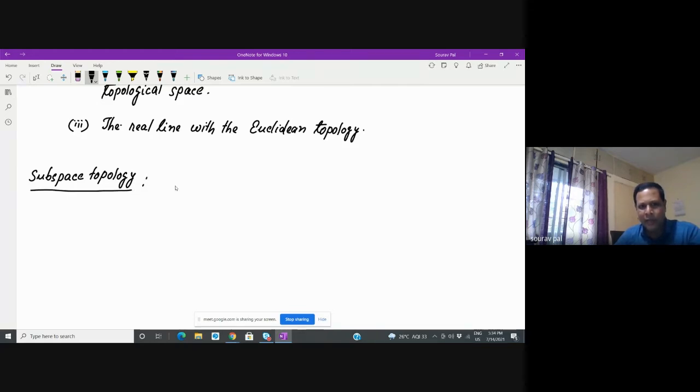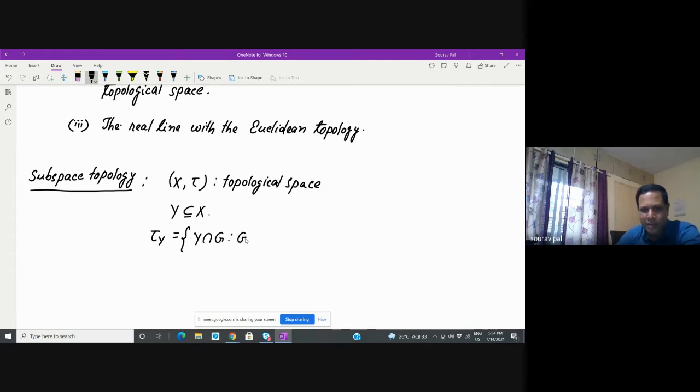So you have a topological space (X, tau). Okay, this is a topological space, and you have Y to be a subset of X. Now if you form a collection tau_Y that consists of sets of the form Y intersection G, where G comes from the topology.